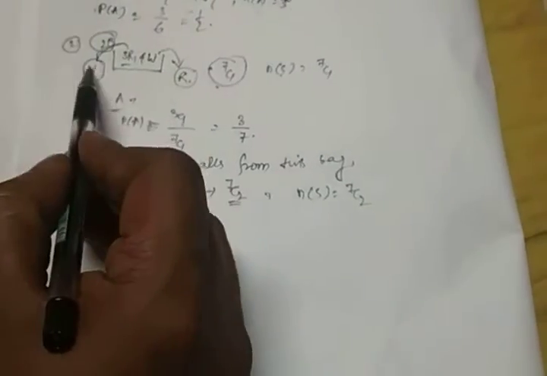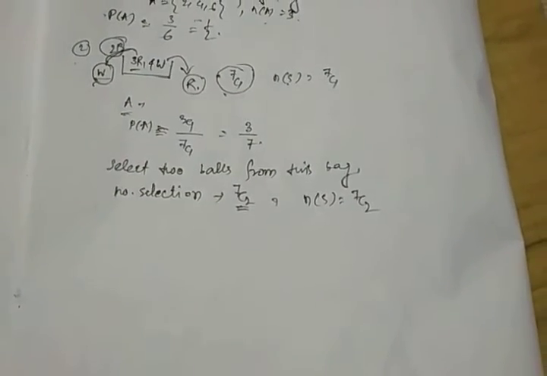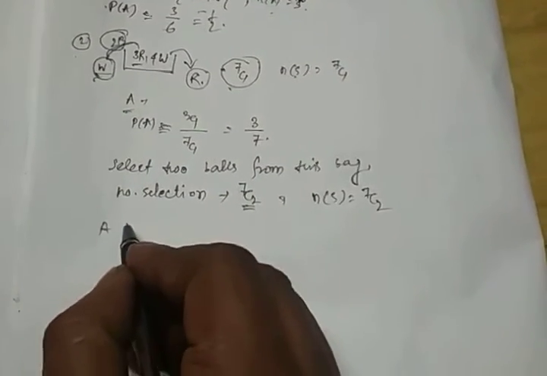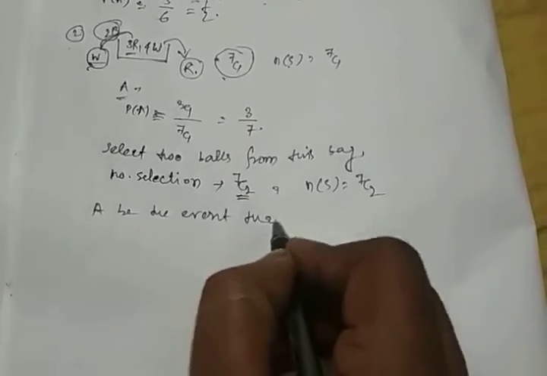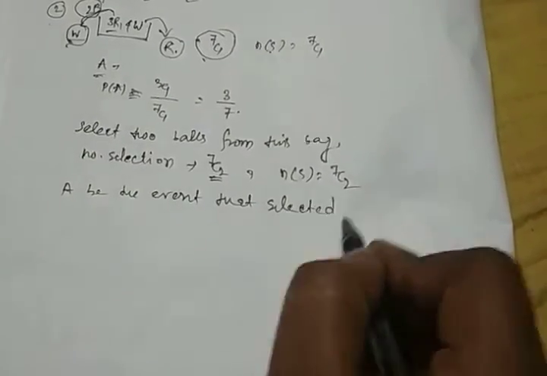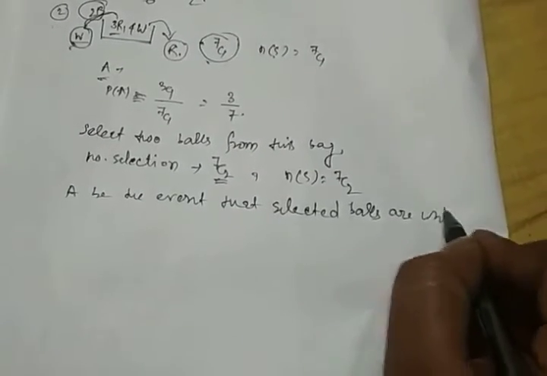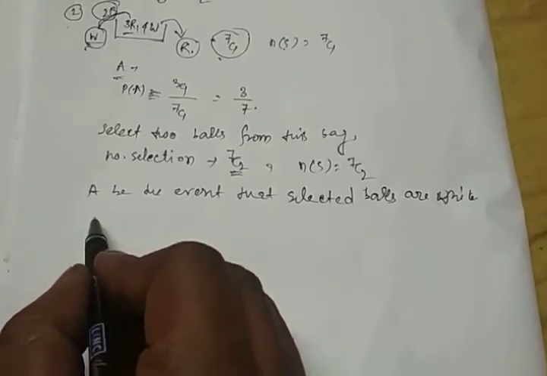Now we have to find the probability that the 2 balls are white. So we will take an event A to be the event that the selected balls are white. So we have to find P of A.